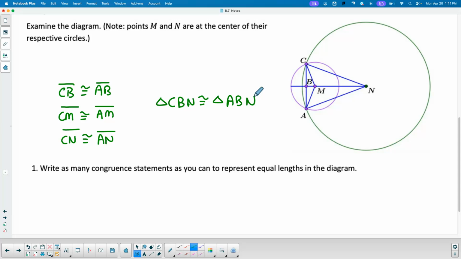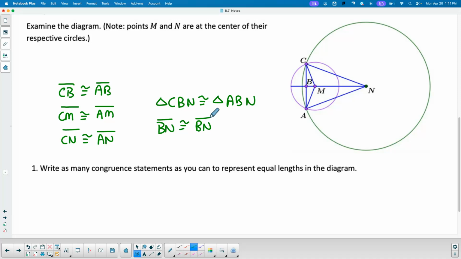Reflexive property would be BN congruent to BN. Why can I say those two triangles are congruent? What are my five choices? We've recited them before. What are my five choices for triangles being congruent? Side's one of them. What's another one? Angle, side's another one. What's another one? Hypotenuse length, but that one only works in right triangles.